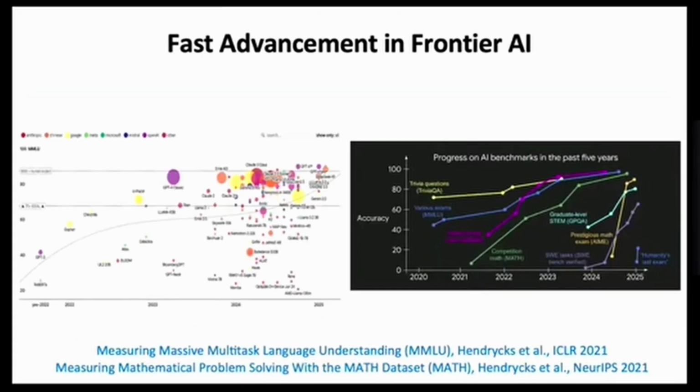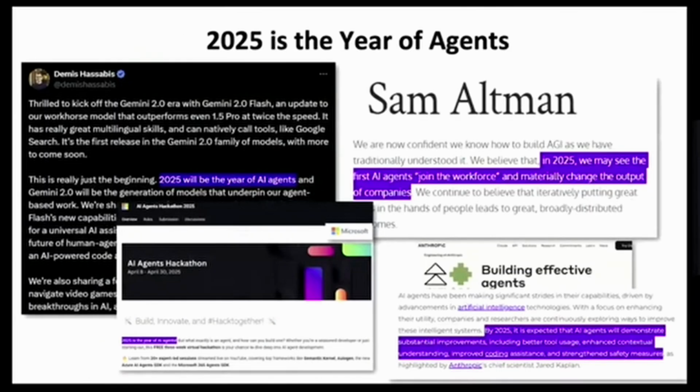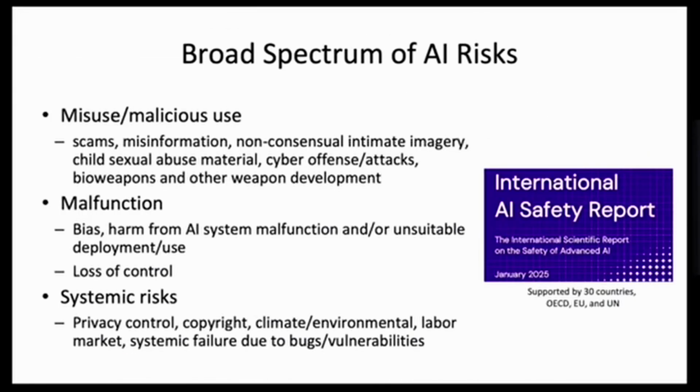Okay, great. So we are all really excited about the fast advancements in frontier AI. And this year has been called the Year of Agents. At the same time as this exciting advancement, on the other hand, we also need to pay attention to the potential different types of risks. In our recent International AI Safety Report, led by Yoshua Bengio and written by around 100 scholars from 30 countries, we list out a broad spectrum of different types of AI risks.